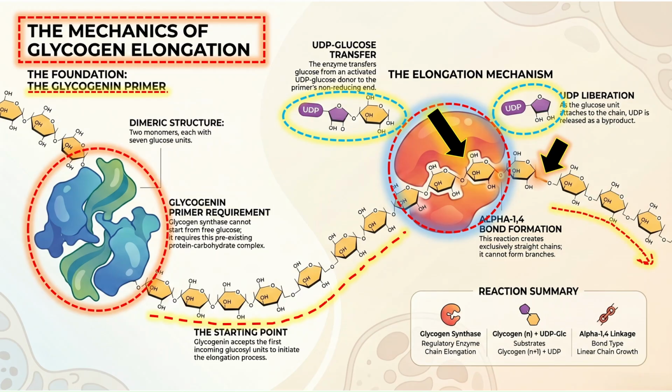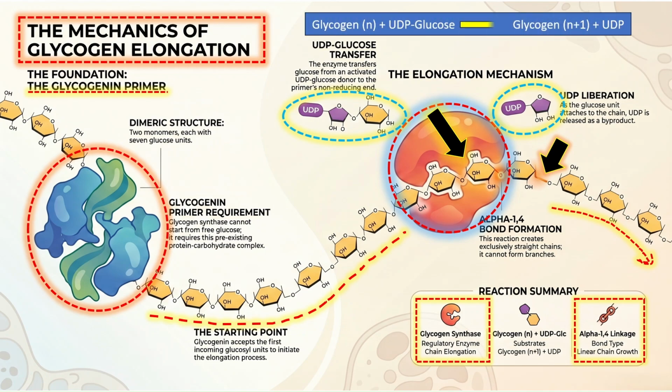It is important to note that glycogen synthase can only create alpha 1,4 linkages and therefore generates straight chains. Branch formation requires a separate enzyme that we will discuss later. Overall, the reaction can be summarized as glycogen (n) plus UDP glucose gives glycogen (n plus 1), that is, glycogen with n glucose units plus 1 glucose unit added, plus UDP. This step allows the cells to efficiently store glucose as glycogen, ensuring a readily available energy reserve that can be rapidly mobilized whenever the body's metabolic demands increase.